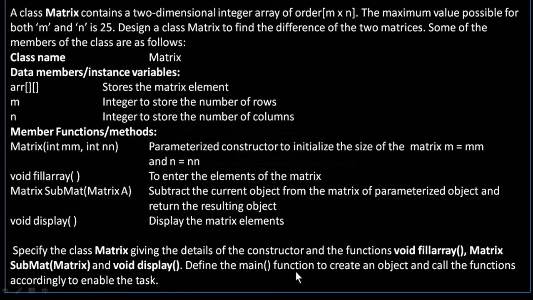So you are going to specify all these details including the methods. Define the main function to create objects and call the functions accordingly to enable the task. So you are going to create objects to enable these things to happen. You are going to see how to do it in BlueJ.